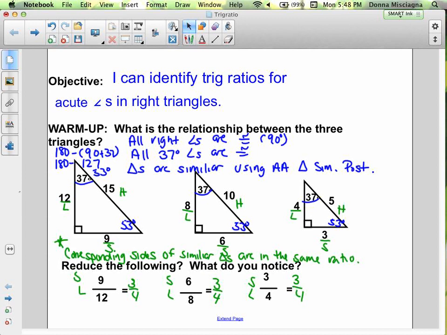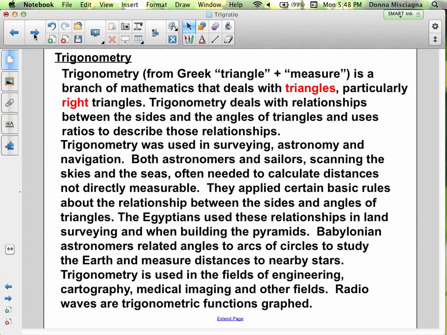All right, so this is just a little warm-up, and it'll come into play with some other things we look at in this particular lesson. But let's learn a little bit more about what trig ratios are. All right, so trigonometry, and you can just kind of listen along.